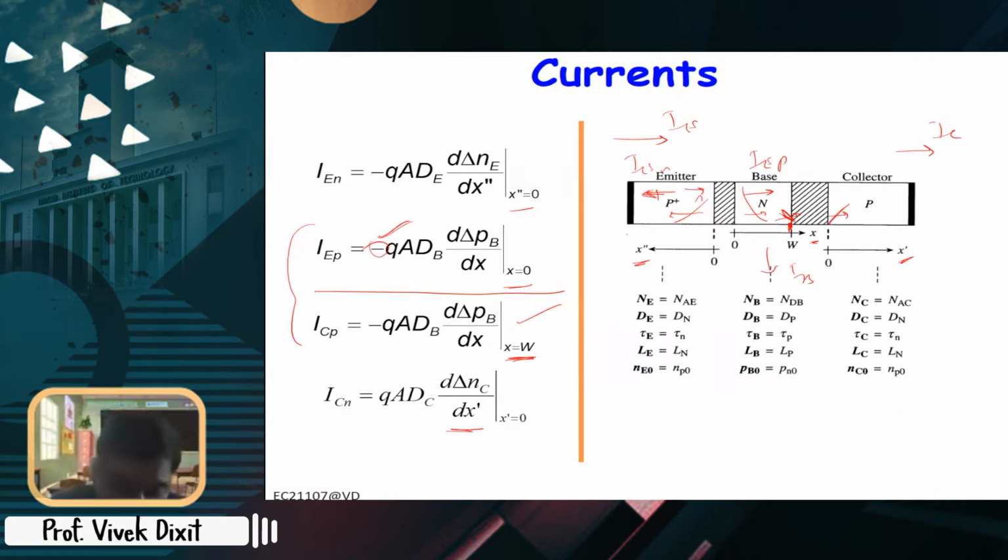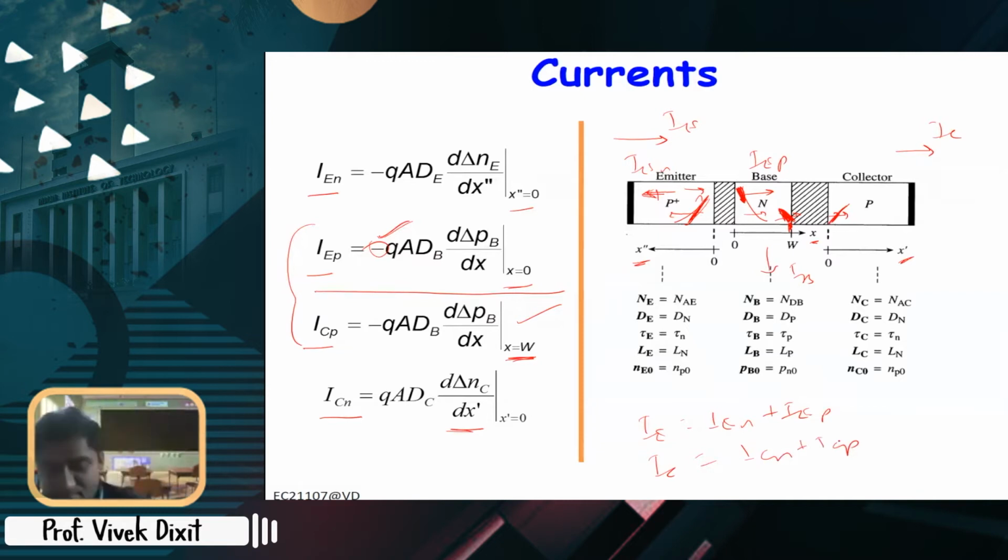Now please remember these common terms: I_EN, I_EP, I_CP, I_CN. I_EN is the slope here due to injected electrons. I_EP is the slope here due to injected holes. This is I_EP. I_CP is again the slope of the hole at the end of the base, and I_CN is the slope here, right? So your I_E will be I_EN plus I_EP. I_C will be I_CN plus I_CP, right? And I_B will of course be the difference, I_E minus I_C.